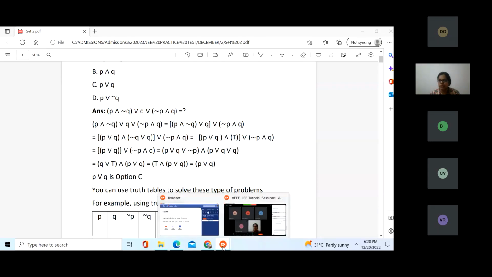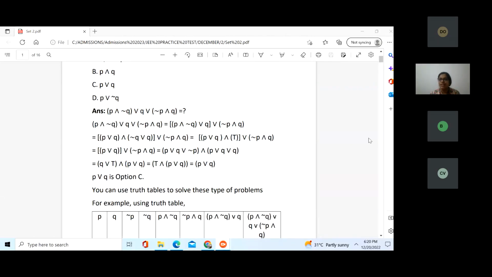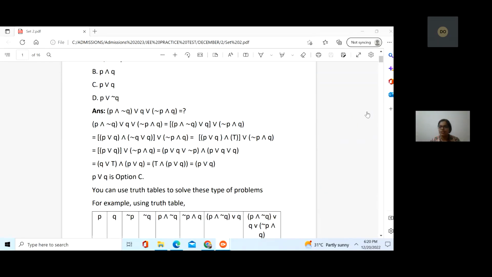I could not see anybody responding in the chat box. Is it something like you are not able to understand the identities or you don't remember them? Why? Because you have studied this topic in your 11th.